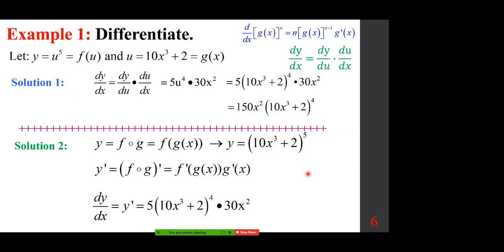And now you have exactly the same thing. What is the point of this question? You really need to know both methods. Sometimes it's not easy to find the composite function if it's given in that form. So you've got to know the Leibniz notation as well.